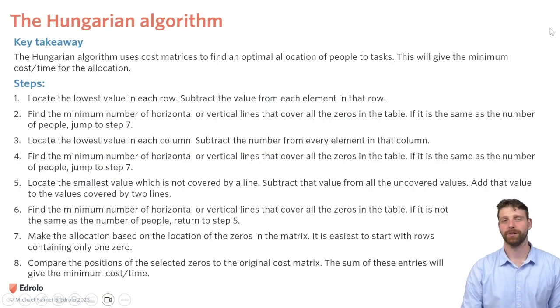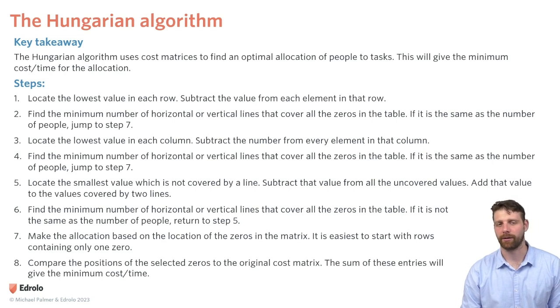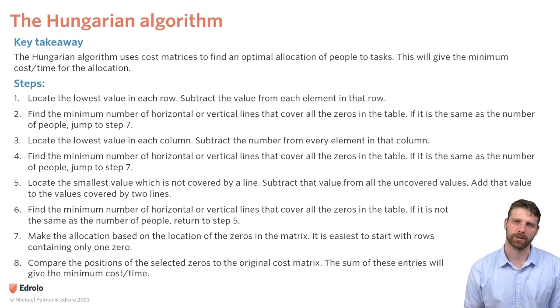All right, onto the Hungarian algorithm. The key takeaway here is that the Hungarian algorithm uses cost matrices to find an optimal allocation of people to tasks. This will give the minimum cost or time for project or allocation. So there's a bunch of steps here as to how to do it, and I'm not going to read through them myself, but you could pause the video and read through them now. We are going to go through step by step, so maybe just come back.